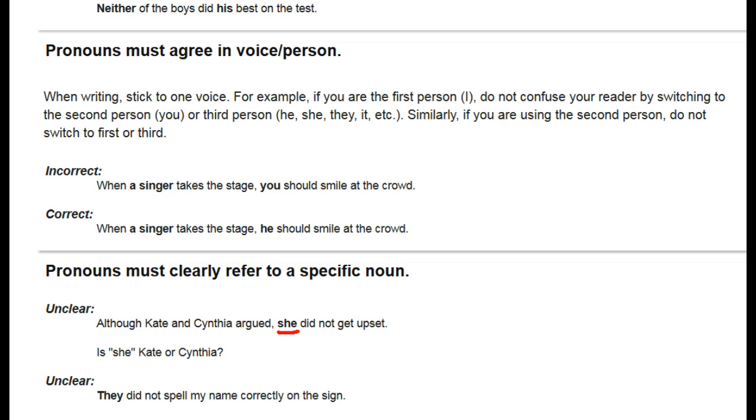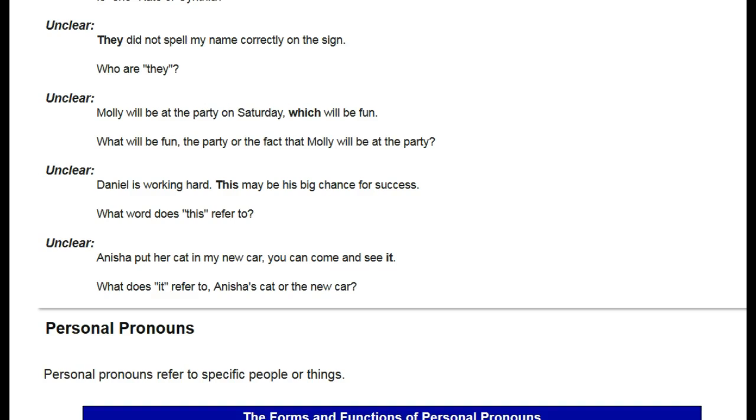Here's another example of an unclear use of pronoun. They did not spell my name correctly on the sign. In this sentence, it's not clear who they are. Here's another example of an unclear use. Molly will be at the party on Saturday, which will be fun. You're left asking the question, which refers to the party or the fact that Molly will be at the party?